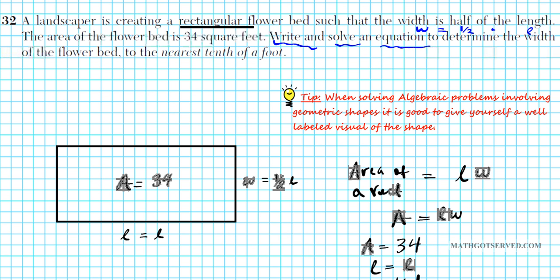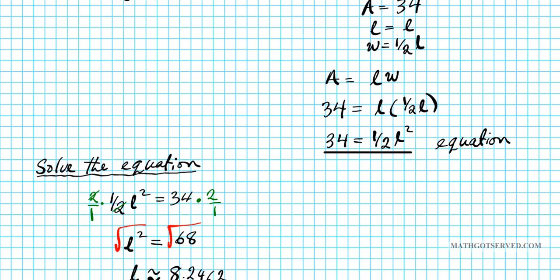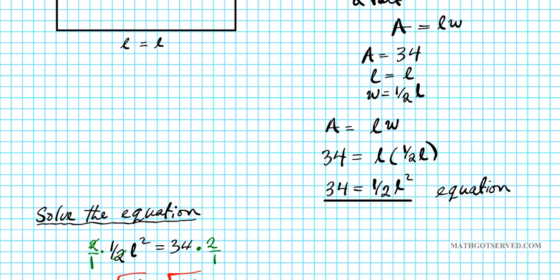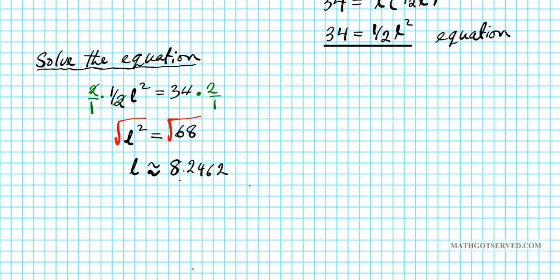The problem asked us to find what? The width. What is the width? W. So that's what we're looking for. What did we just find? We just found L. So how on earth are we to find W from L? Remember we have a relationship earlier that we stated? W is half of L, right? So let's go ahead and find W.